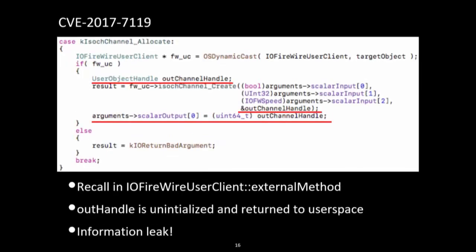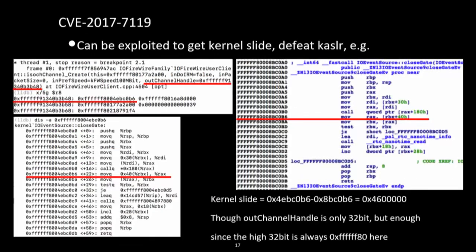Recall the allocation case in the external method. The out handle is an uninitialized variable and is returned to user space. So that is an information leak. You can use this information to help you get the kernel slide and then defeat KASLR.